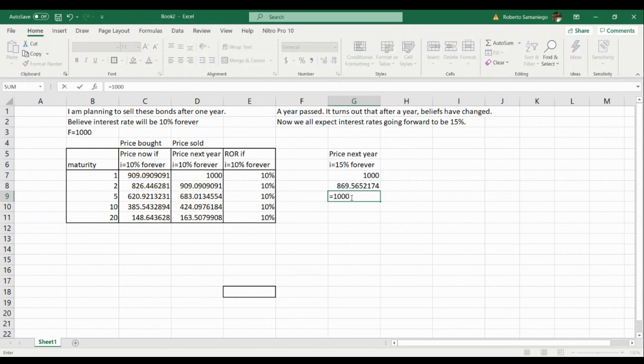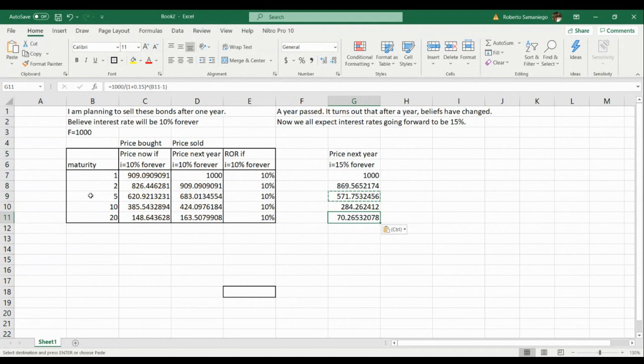Similarly, this 5 year bond is now a 4 year bond, right? So 1 point with an interest rate of 15 going forward, I can write it to the power of 4 because there are 4 years left. Or I can do this to the power of 5 minus 1. And then again, I can use that formula down here. I could do it manually, or I could just paste in the formula so that we could see over there that, again, with the higher interest rates going forward, the prices of these things have gone down.